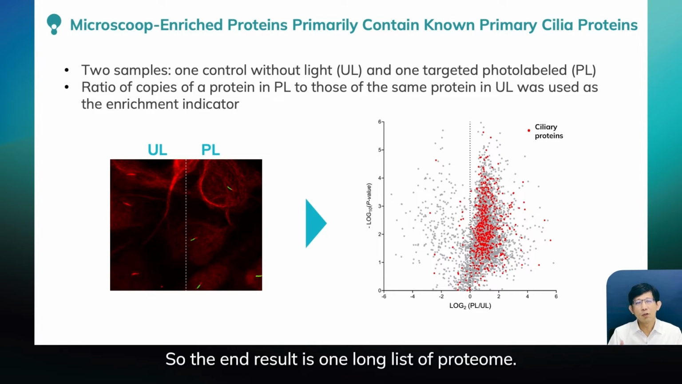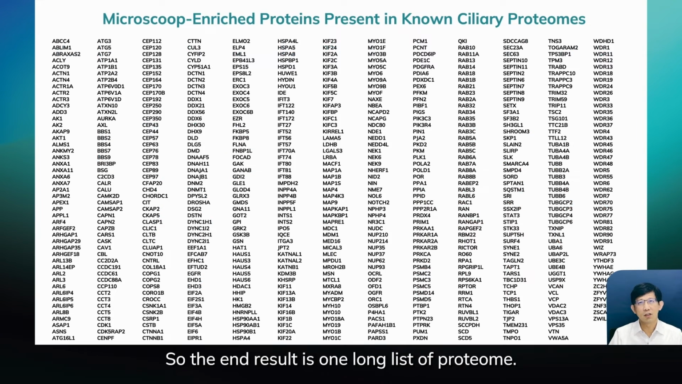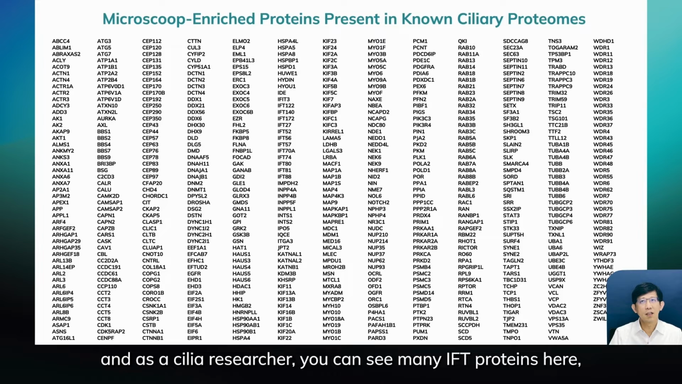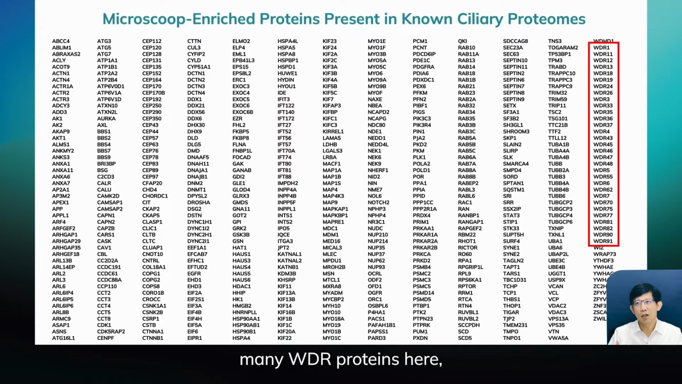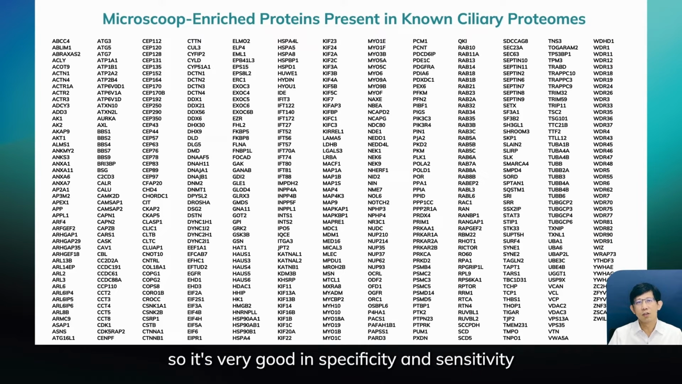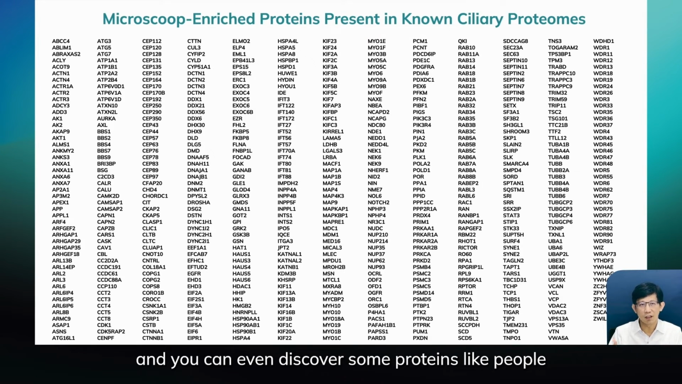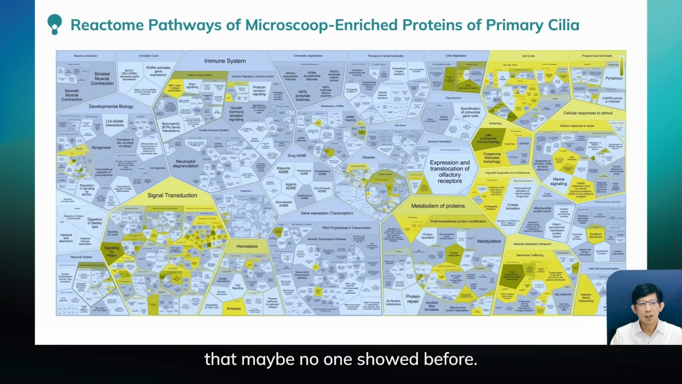So the end result is one long list of proteome. You can see all these proteins. And as a cilia researcher, you can see many IFT proteins here, many WDR proteins here. So it's very good in specificity and sensitivity. And you can even discover some proteins that people maybe study on their own, and then we really can discover here that maybe no one showed before.